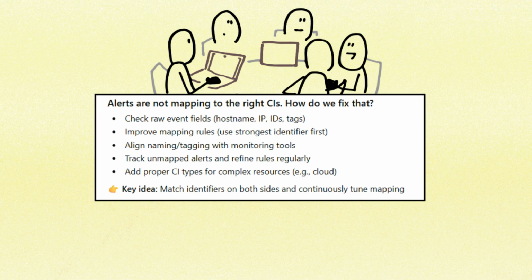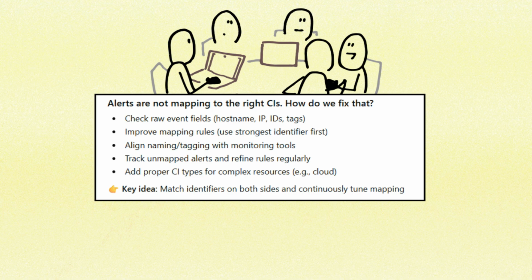First of all, we analyze the raw event data coming from monitoring tools, such as hostname, IP, tag, and resource IDs. Secondly, we refine the mapping rules, prioritizing the strongest identifier first. Then at the third step, we align the naming convention and tagging standards with the monitoring team. Then at the fourth step, we have to track the unmapped events and continuously improve the rules based on the real data.